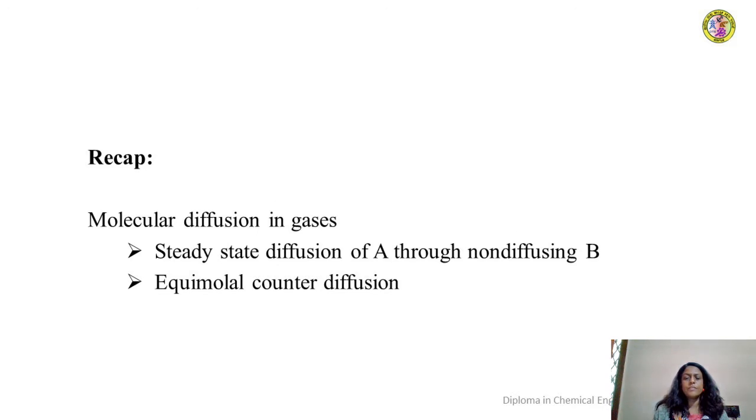In the last session, we took up the molecular diffusion case in gases. Under this, we derived the flux equations for the case of steady state diffusion of A through non-diffusing B, and also we derived the different kinds of flux equations in terms of different types of concentration terms under equimolar counter diffusion within the gas phase. So let us in the same way derive the equations for molecular diffusion in liquids.